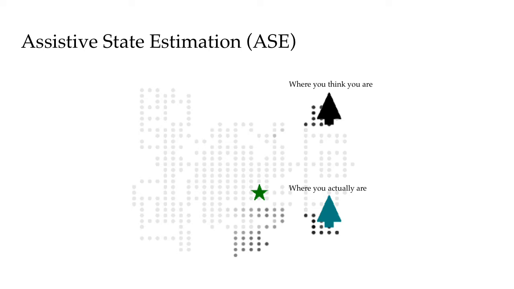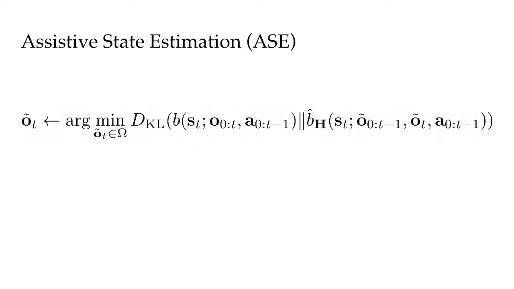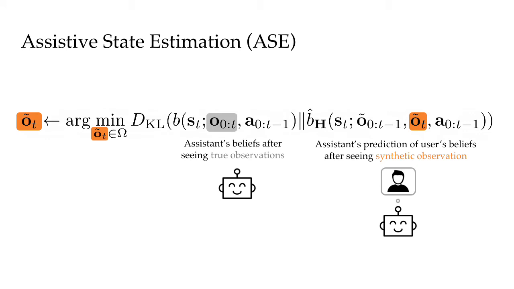The ultimate goal of ACE is to make the user's belief match their true state. One challenge with this approach, though, is that the assistant doesn't necessarily know the true state, so we settle instead for trying to make the user's beliefs match the assistant's beliefs. Formally, we try to minimize the KL divergence between the assistant's beliefs and the user's beliefs. After the assistant processes the true observations, it synthesizes a modified observation that it thinks will make the user believe in the same state as the assistant.